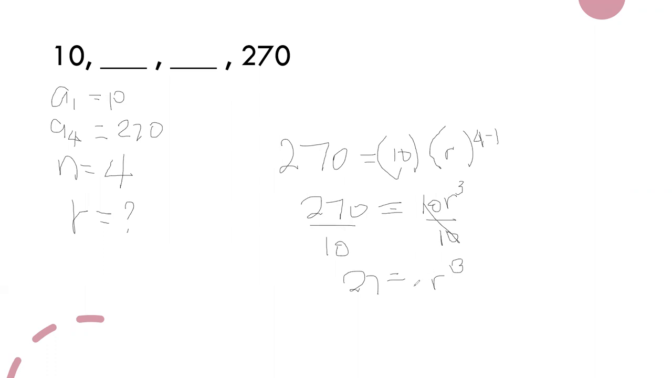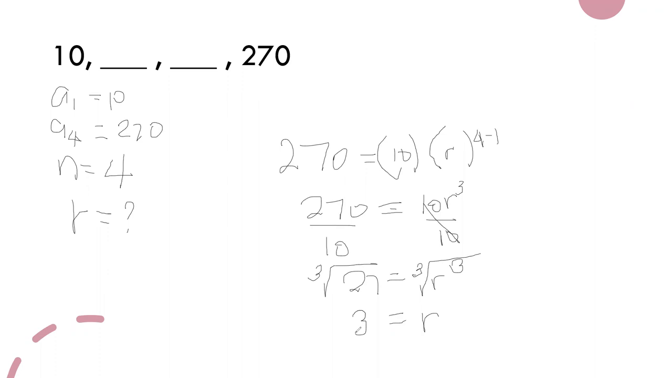So what will be the next idea? Paano natin makukuha ang R? Cube root, sir. That will be cube root. Okay, cube root, kasi that will be 3. Kasi 3 ito, so ganun din dito, that will be 3. So this will be R. Ano number ang tatlong beses natin na ita-times para maging 27? Sir, that will be 3.